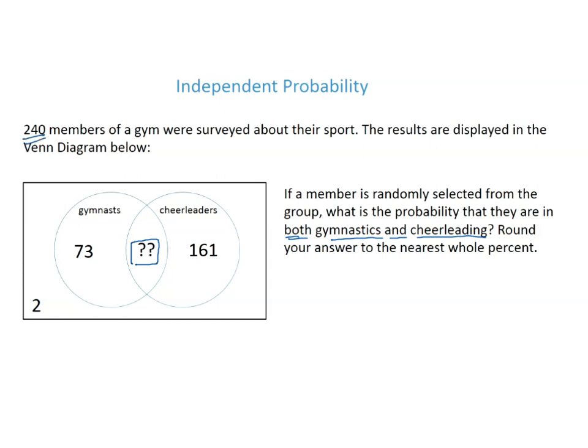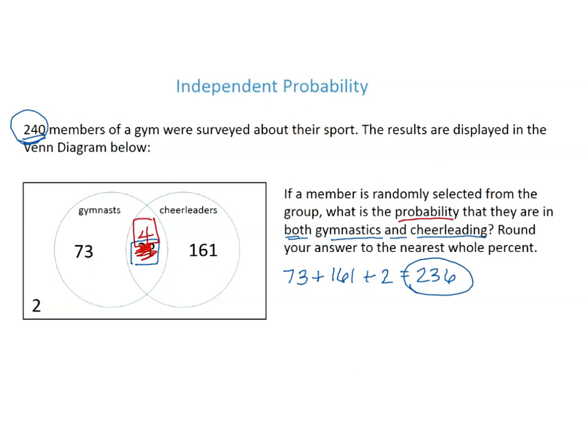We know that there's 240 members total who were surveyed. And the ones we have results for are 73 from the gymnast circle, 161 from the cheerleaders, and 2 that are neither. And when you add that up, you get 236. So if 240 were surveyed and we have results for 236 of them, then that leaves 4 students or 4 gym members to go in this little inside section. So we know that this is 4.